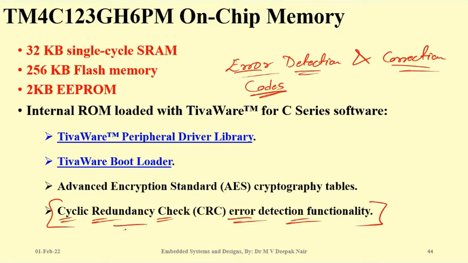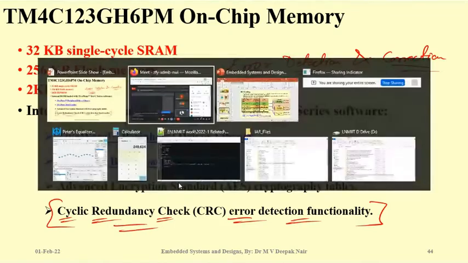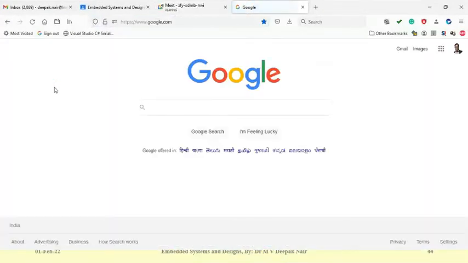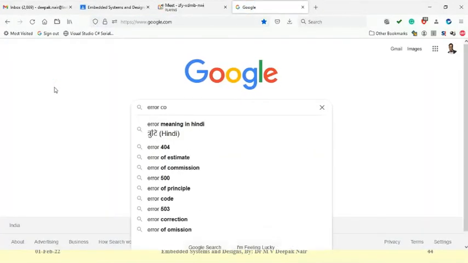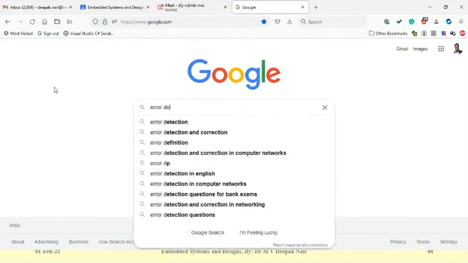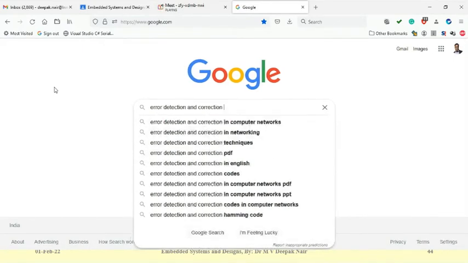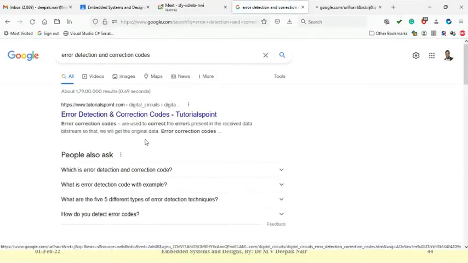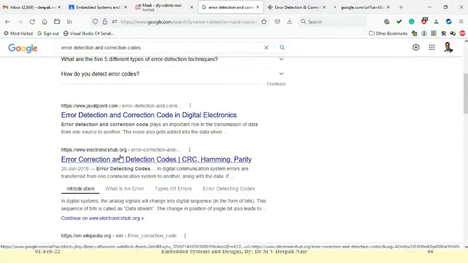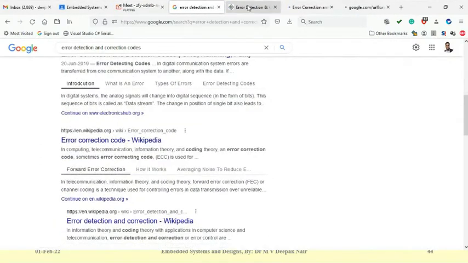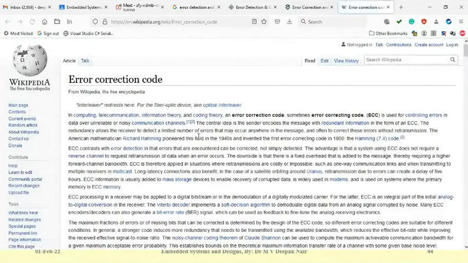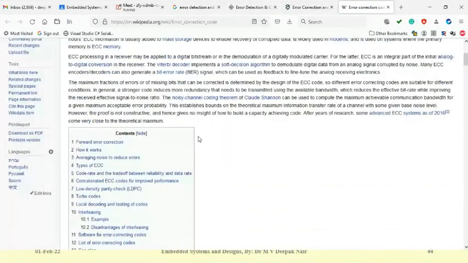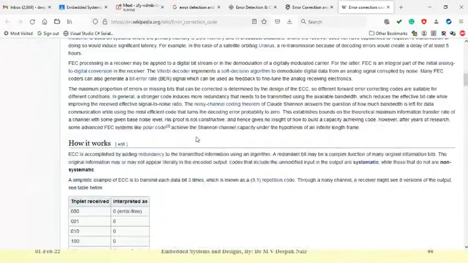So CRC is used for detecting error and correcting them. Let me check what are the other codes. Hamming code and all are there. Yes, sir, Hamming code. Error detection and correction codes. So there are many different techniques to find the errors and then correct them also. Some are only error detection codes. There are some codes which are only error correction codes. Some are both.